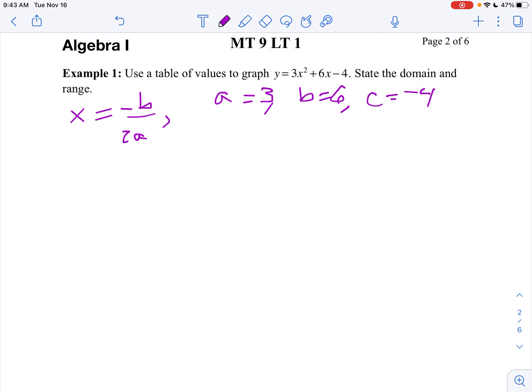So I'm going to replace those. I'm going to say x equals the opposite of, in this case, 6 over 2 times 3, because a is 3. So you get negative 6 over 6, which is negative 1. So that is our axis of symmetry. That's the line that's going to cut our parabola in half. That's what we're going to use to make our table of values.